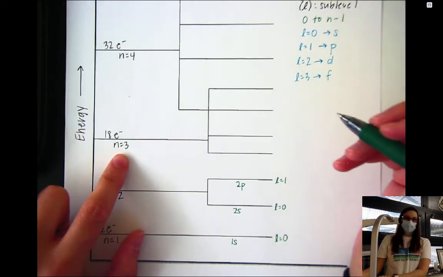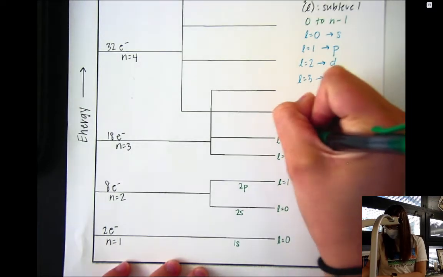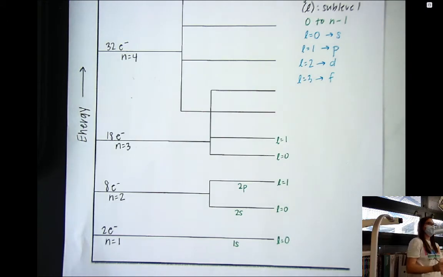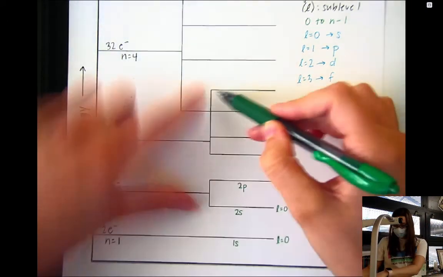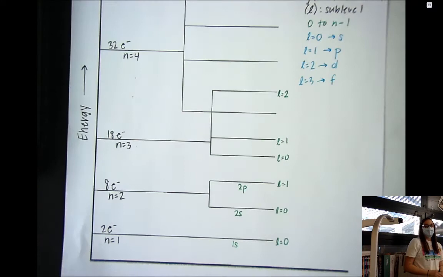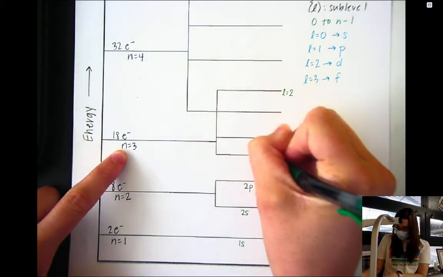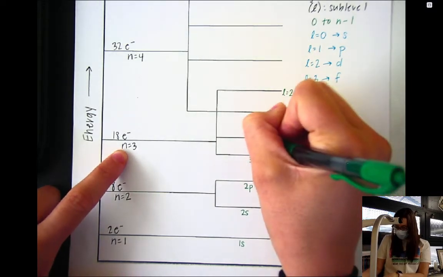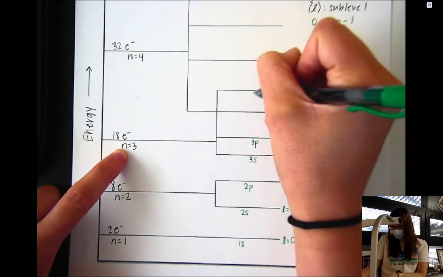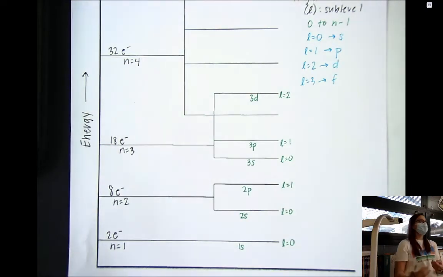So then, if we go to n equals 3, what are our possible values for L? 0, 1, and 2. So L equals 0, L equals 1. Now be careful, look where the next bracket goes for n equals 3. It comes up here. We'll talk about why once we've labeled all of these sublevels. So now we can label each one of these even more specifically, because we have 3s, we have 3p, and then we have 3d. So notice for every value of n, we're adding another sublevel because there's another value of L.